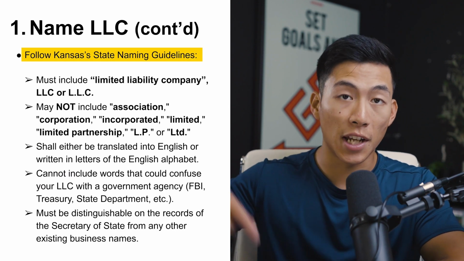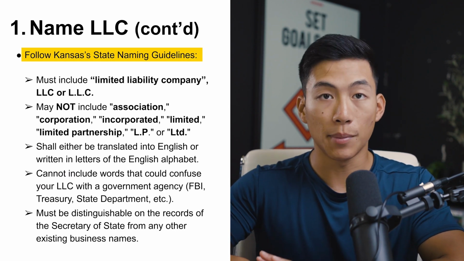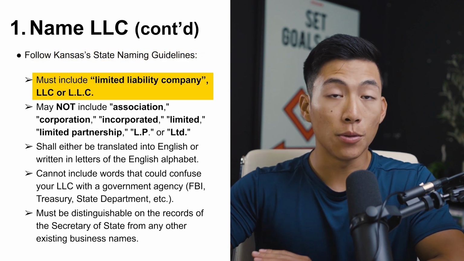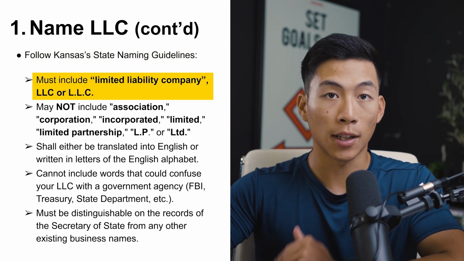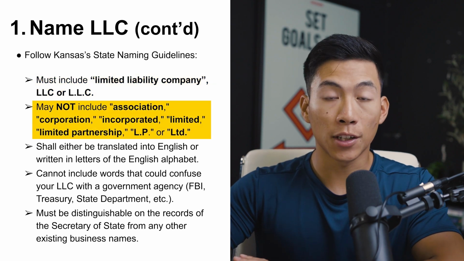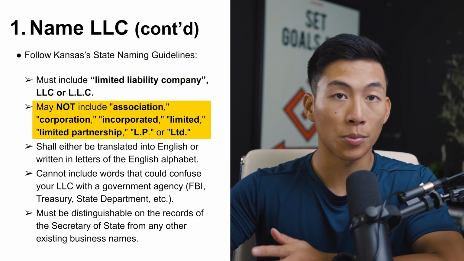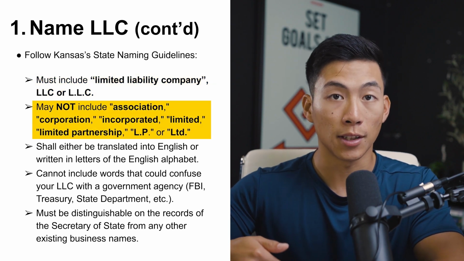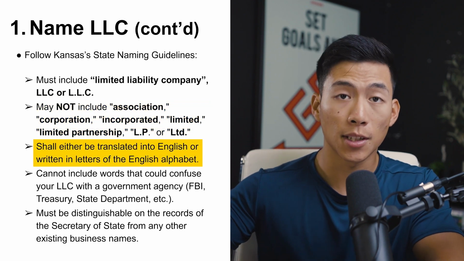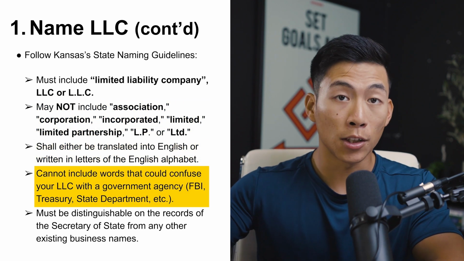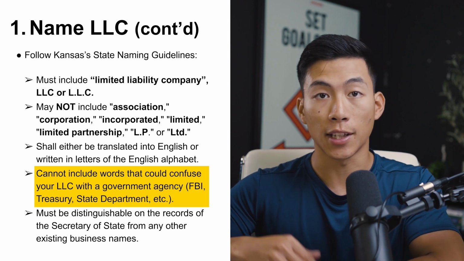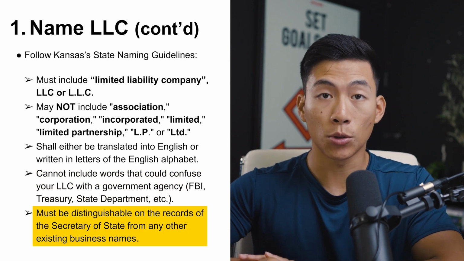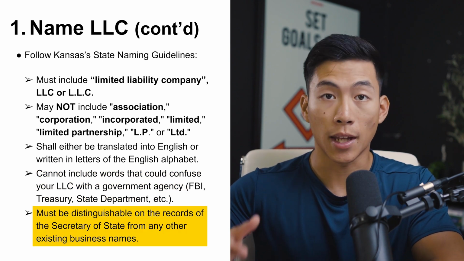Now, when it comes to actually naming your LLC, there's a couple of naming guidelines that you have to know about. First is that you must include either limited liability company, LLC, or L.L.C. in your title. You can't include things like association or corporation because that would confuse your business entity with a different one. Obviously, your business name has to be written in English. It can't include any words that would confuse your business with an official government agency like the FBI. And it also has to be distinguishable from other business names that are in the state.